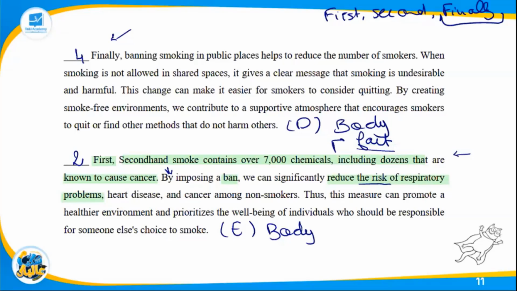I used another linker, thus, because I am adding information. This measure can promote a healthier environment and prioritizes the well-being of individuals who should be responsible for someone else's choice to smoke. I gave a result, to support my argument, a fact and a result. We don't always have to use examples or statistics. We can use facts and results.